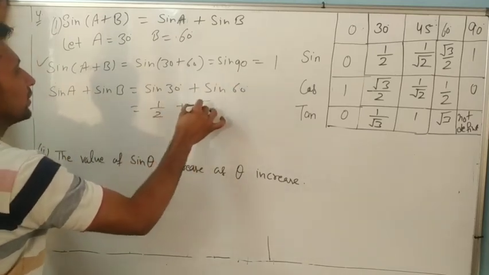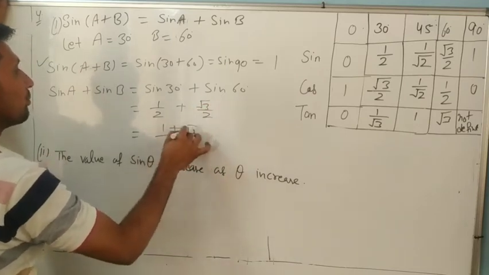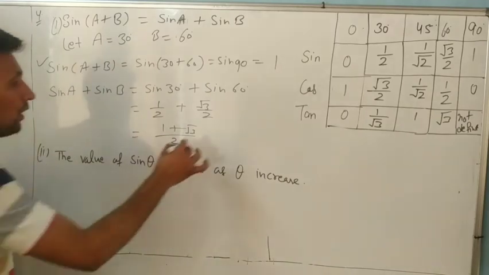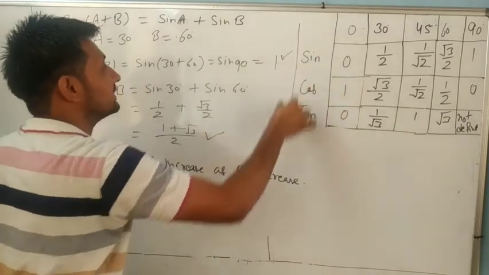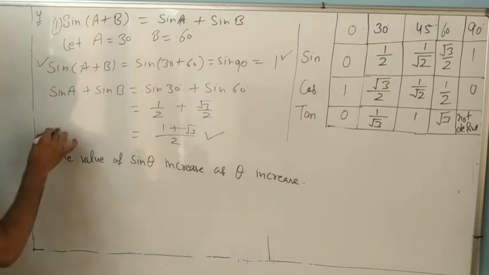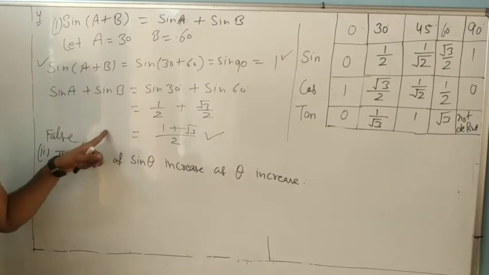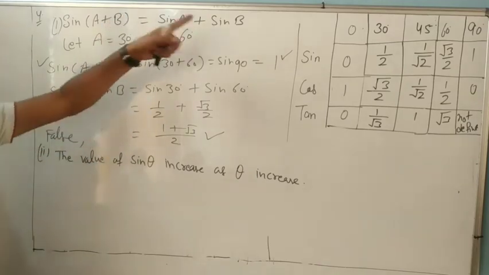It is root 3 upon 2. Taking 2, are both equal? No. One is 1 plus root 3, and the other is 1. They are not equal. So you will say it is false. Because you write this example, we have proved here that they are not equal.